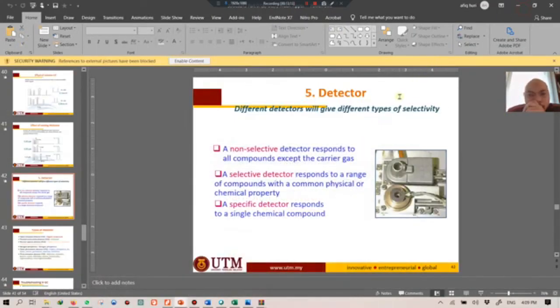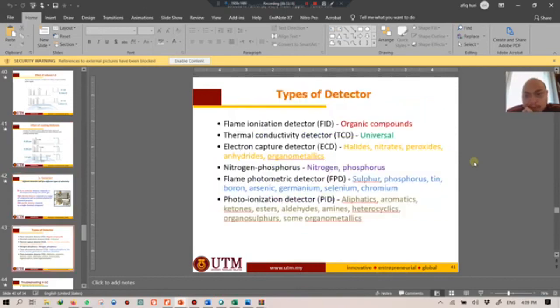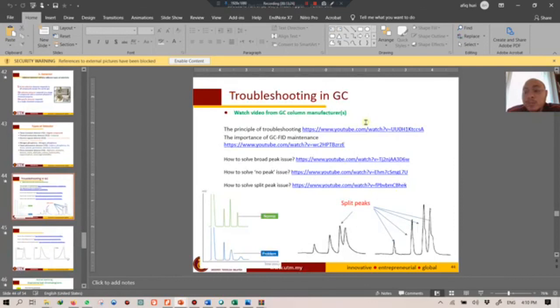Next, I will try to look back at the notes provided by the previous instructor. Basically, it just covers the types of detector. I will not go into the specific mechanism of the detector. That is at the master level actually.